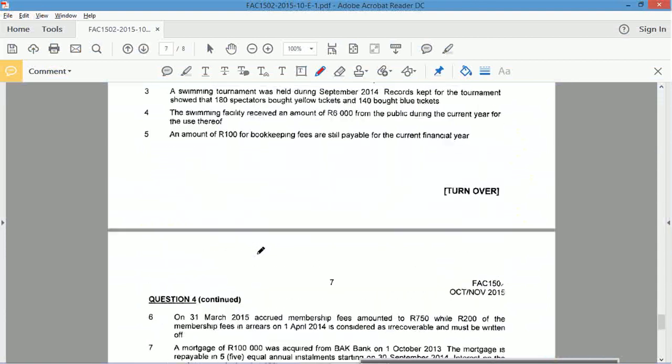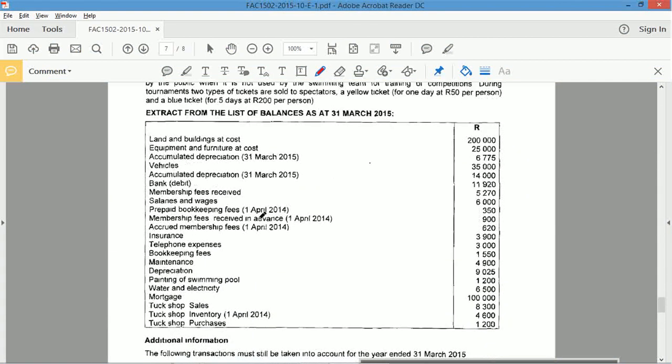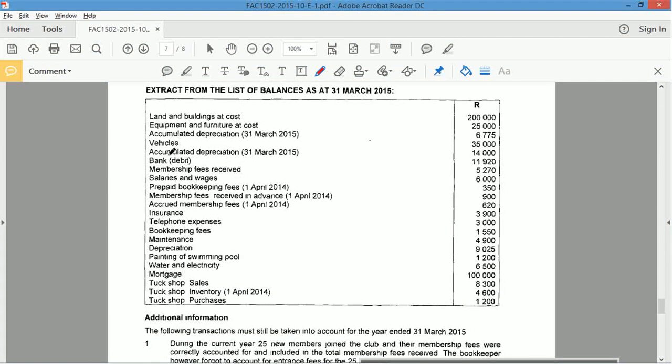Okay, so let's go back and let's get the easy marks. Land and buildings, don't need. Equipment, don't need. Accumulated depreciation, don't need. Vehicles is an asset, negative asset. Next one, accumulated depreciation is a negative asset. Bank debit is an asset. Membership fees received, there we go.